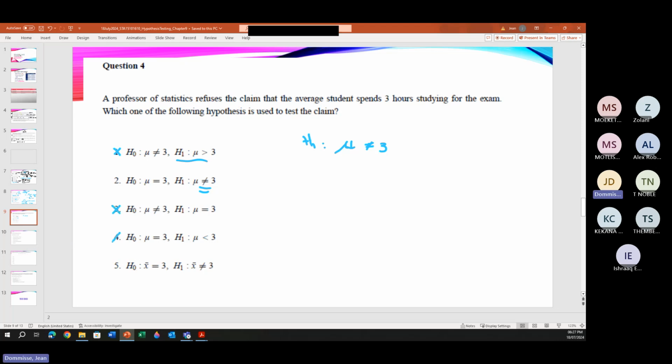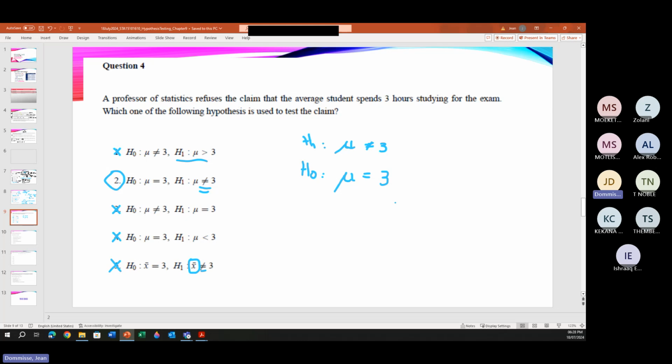Smaller than, no. Not equal to, yes, but we're not dealing with a sample. It's a population. So that's incorrect. So the only one that is correct is option 2. And we know that if that is not equal to, your null hypothesis will be the one that says it is equal to. Okay, so null hypothesis is your mean is equal to 3.